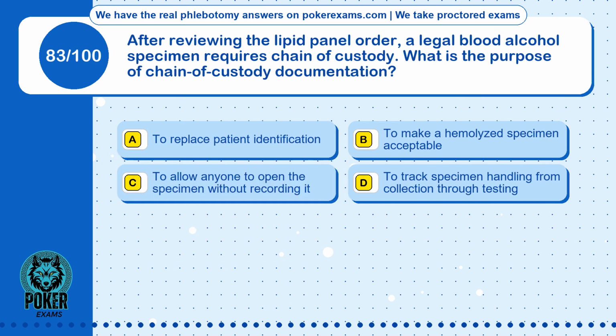Question 83. After reviewing the lipid panel order, a legal blood alcohol specimen requires chain of custody. What is the purpose of chain of custody documentation? Option A. To replace patient identification. Option B. To make a hemolyzed specimen acceptable. Option C. To allow anyone to open the specimen without recording it. Option D. To track specimen handling from collection through testing.